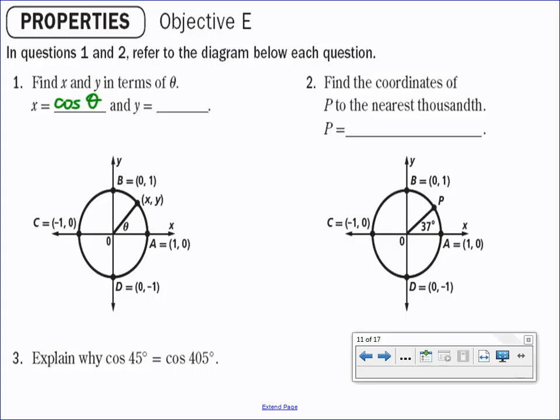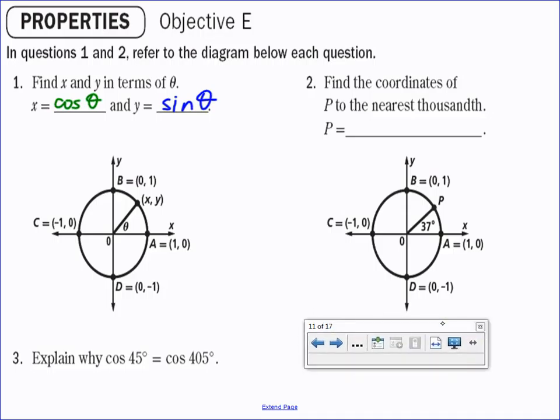What's the value of the y-coordinate? Kenzie? Absolutely. The sine of theta is the y-coordinate. Good. That means we can find values of the x and y coordinates simply by evaluating cosine and sine respectively.